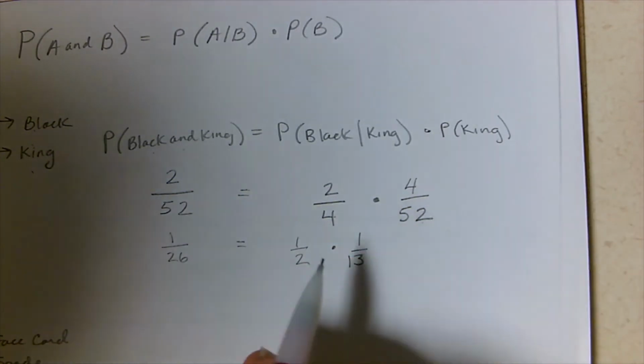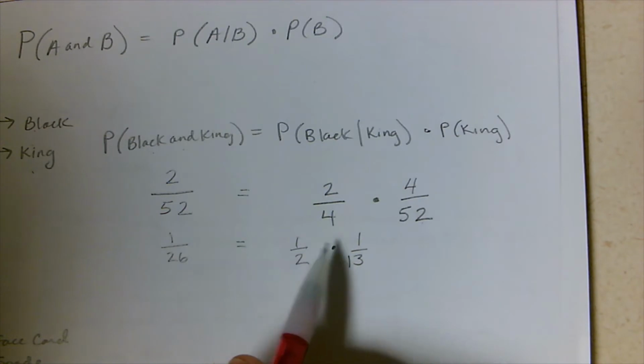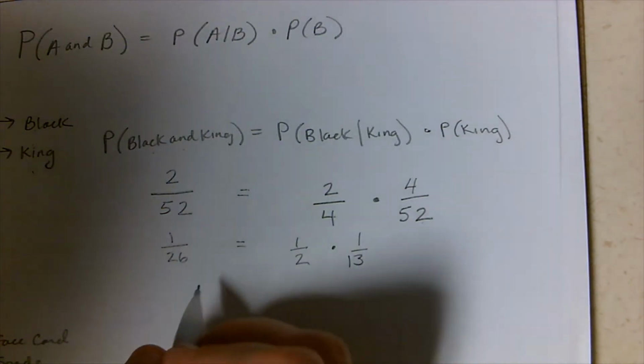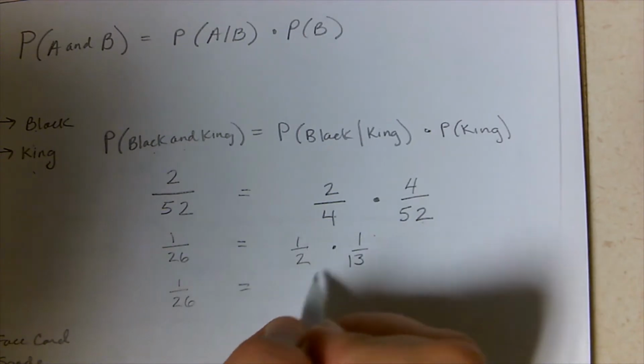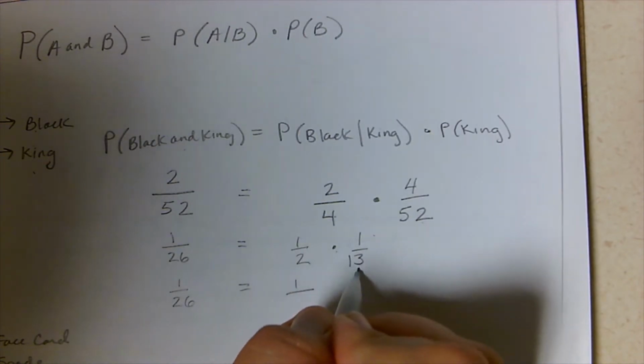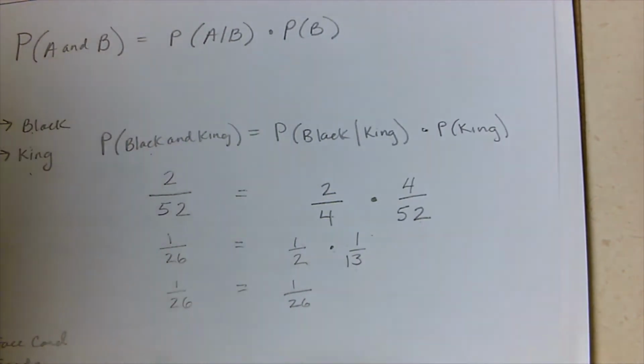So looking here, I can multiply these. The numerators multiply, and then the denominators multiply. 1 out of 26 equals 1 times 1, which is 1. 2 times 13 is 26. So in fact, they are equal.